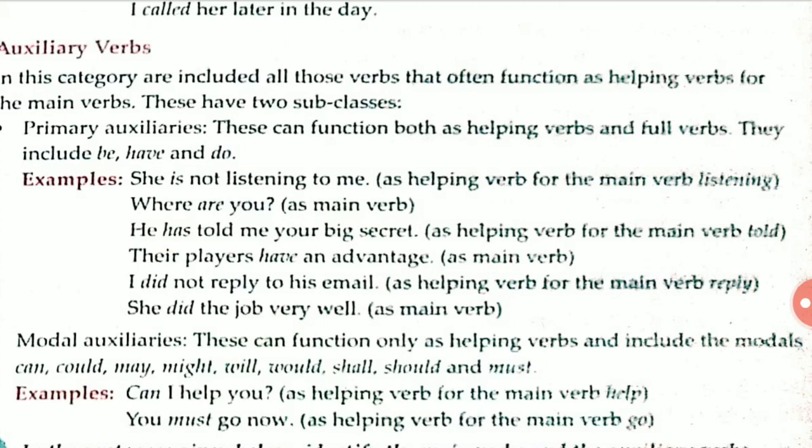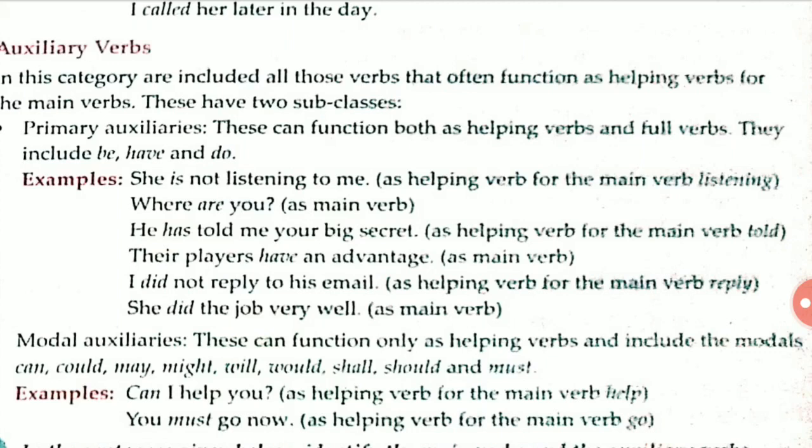As you know, a modal auxiliary verb is always used in a sentence as a helping verb. So in the first example, you can see can is used as a helping verb for the main verb help. Second example: "You must go now." Here must is used as a helping verb for the main verb go. Okay, so did you understand what I have explained to you?